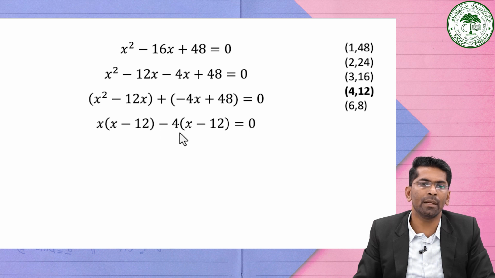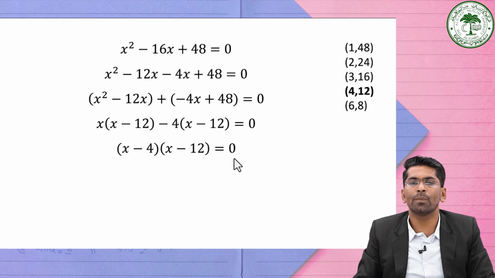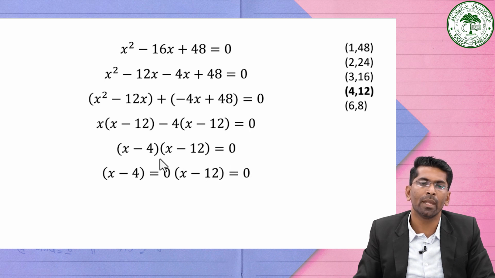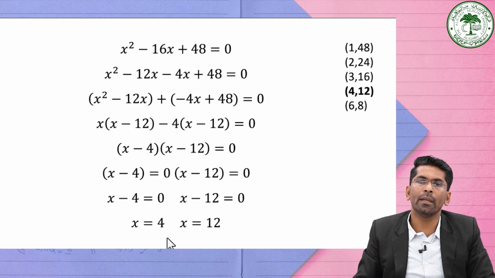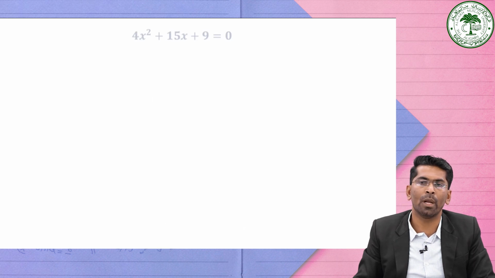Then what is remaining here? It is x minus 4. So the factors are x minus 4 and x minus 12, which is equal to 0. Now I am equating each term with 0: x minus 4 is equal to 0, x minus 12 is equal to 0. Then solving for x, x is equal to 4 and x is equal to 12. So this is the solution, that is x is equal to 4 and x is equal to 12.